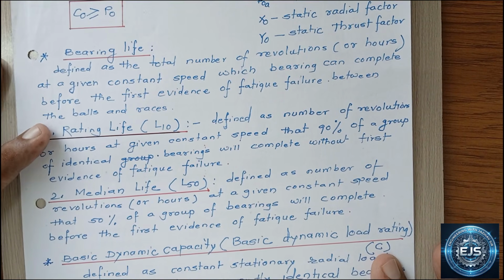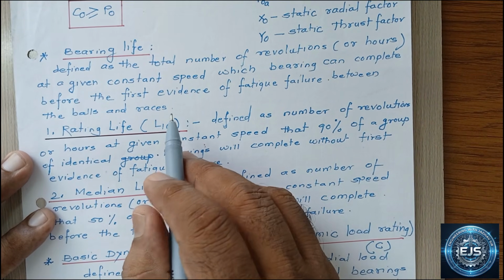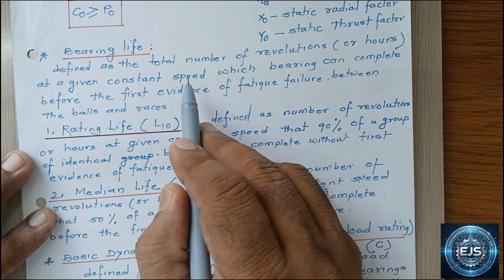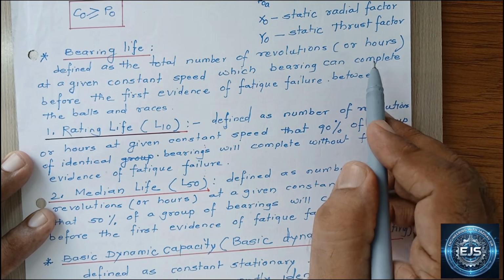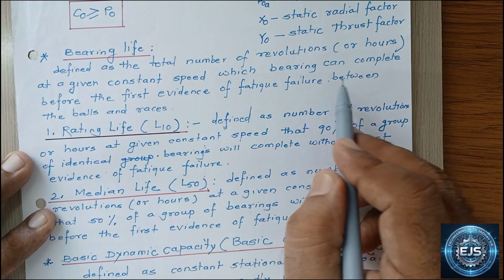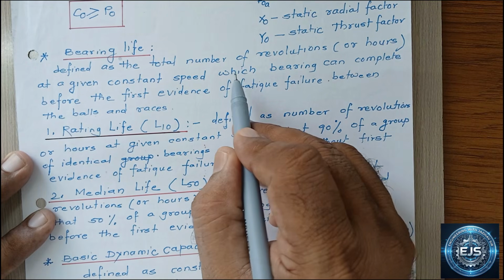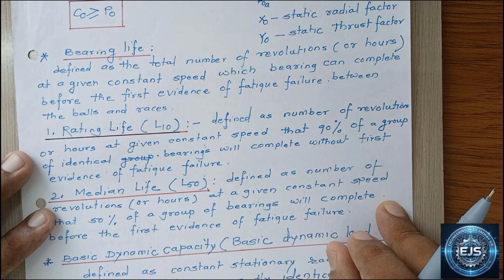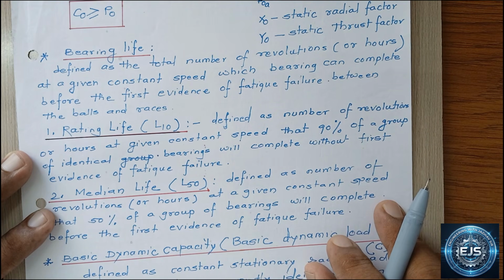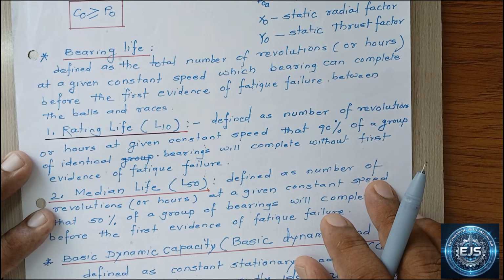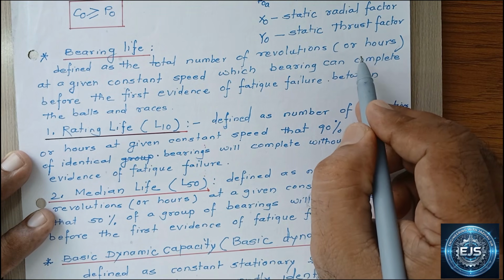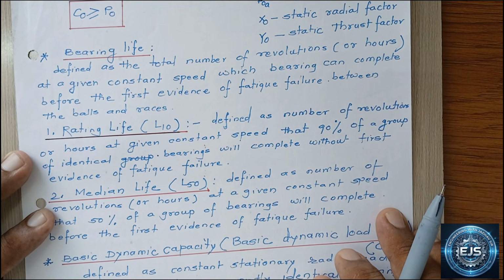Now next point is bearing life. So bearing life of the bearing is defined as total number of revolutions or hours of service at a given constant speed which the bearing can complete before the first evidence of fatigue failure. बेरिंग का फटीग फेल्योर होने के पहले कितने नंबर ऑफ रिवोल्यूशंस बेरिंग कंप्लीट कर पा रहा है विदाउट फटीग फेल्योर, दैट इंडिकेट्स द बेरिंग लाइफ. Bearing life is expressed in millions of revolutions, or it is also expressed in hours of service. How many hours of service it offers when it is applied in the application.